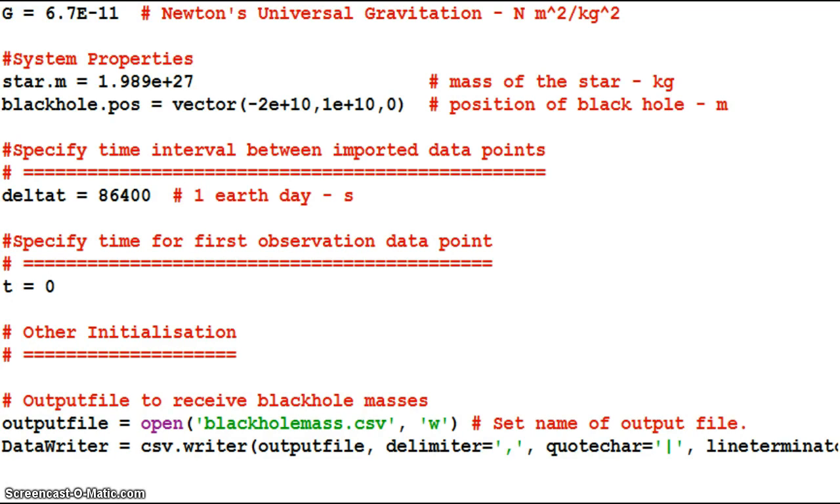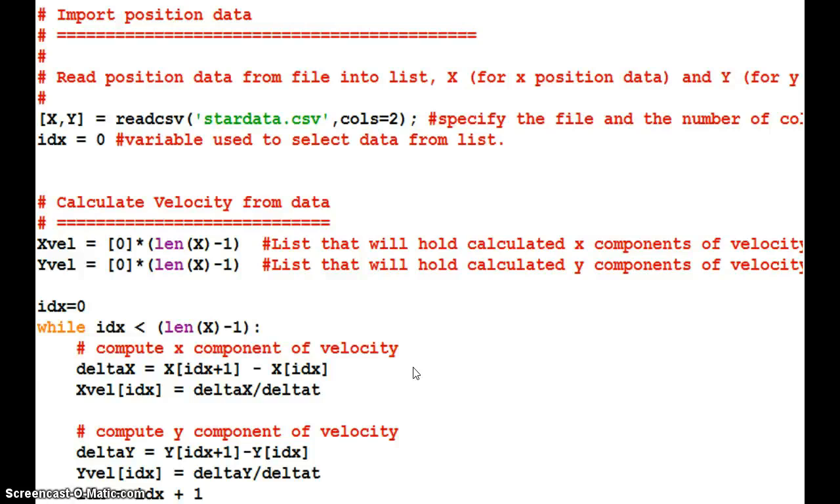For each plot point, the mass of the black hole will be written to a CSV file for further analysis. To calculate the velocity of the star, we need first to read the position data at each plot time. For each pair of plots, the velocity components in the x and y directions are calculated and stored.